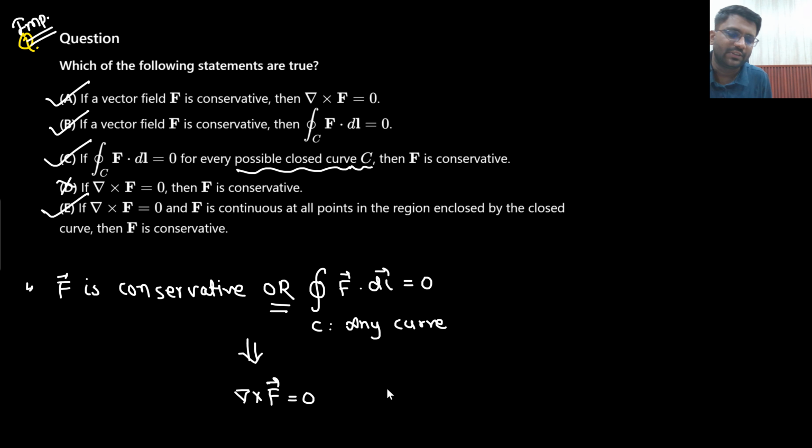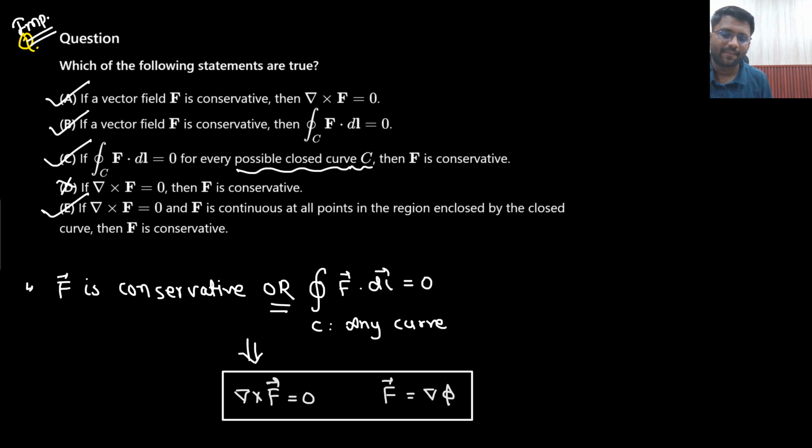And if del cross f is 0, then do you remember one thing, that f could be written as del phi? Do you remember this or not? So can I say that if field f is conservative, then f could be written as del phi. Electric field is a conservative field. That's why it could be written as the negative gradient of the potential. Although we are not studying electrical engineering as of now, I'm just telling you.